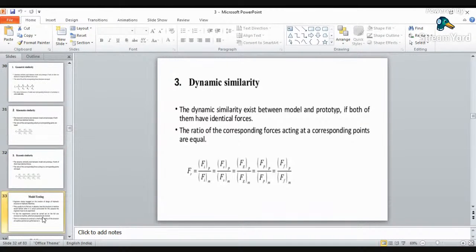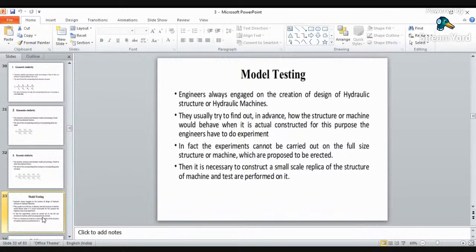So when your model and your prototype satisfy all the scale quantities, that is all these three similarities, then and only then can you certify or say that your model is the same as your prototype. If one of the similarities is not matching, then you cannot say that your model is exactly the same as your prototype.